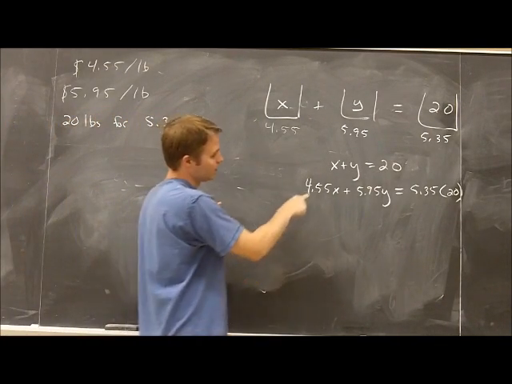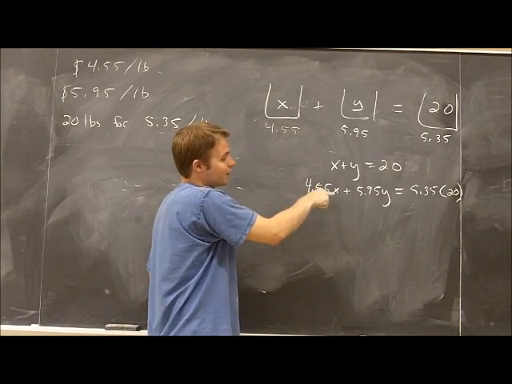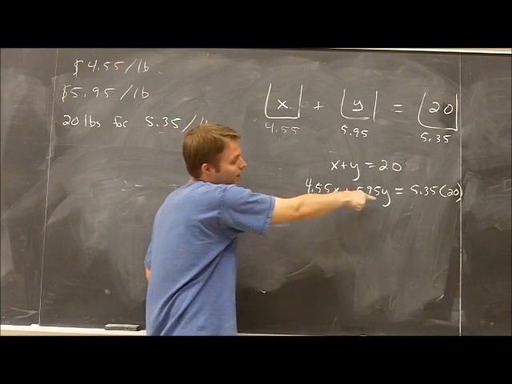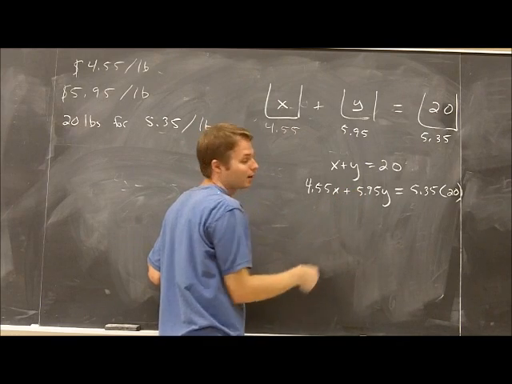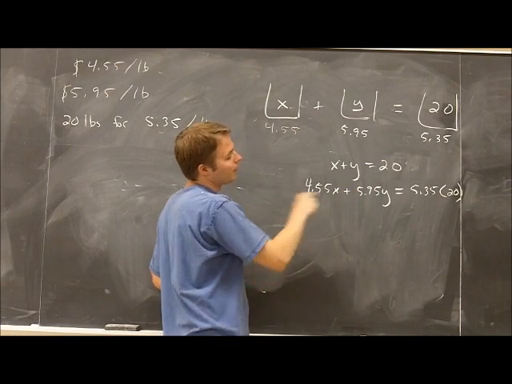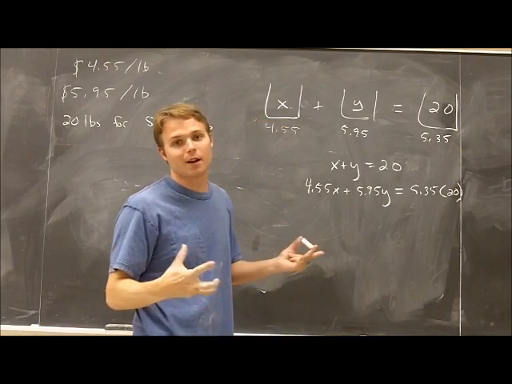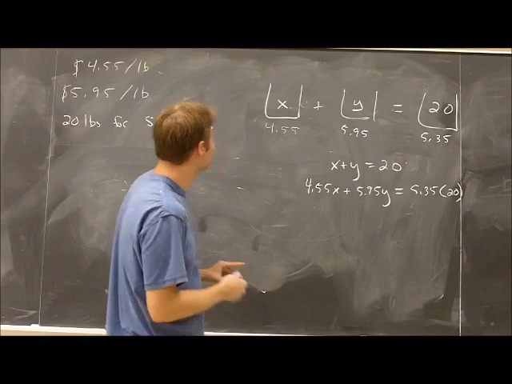Again, this is just so you realize what this is: if you bought x pounds of this coffee, this is how much it would cost total, right? If you bought 2 pounds, it'd be 2 times 4.55. Same thing with the y value. If you bought 3 pounds of that, it'd be 3 times 5.95. All of that should equal the cost of buying 25 pounds of the mixed coffee together, because that's what we're trying to do, is mix all this coffee together to make 20 pounds.